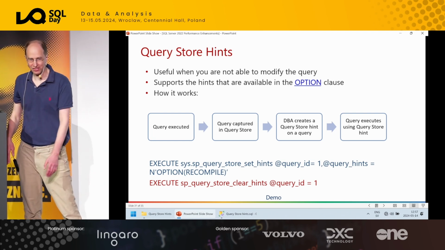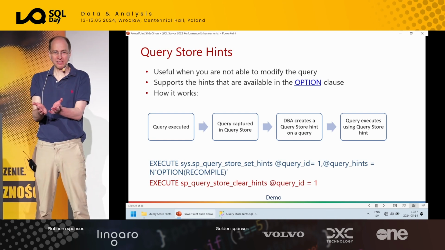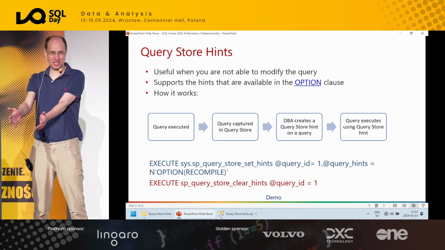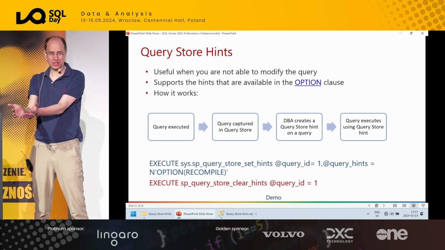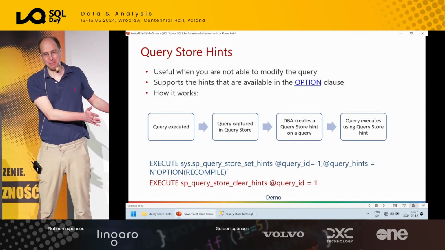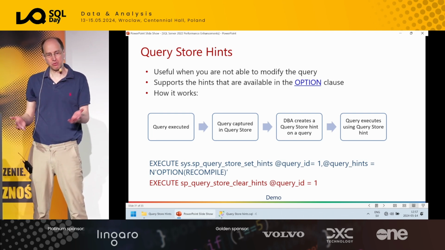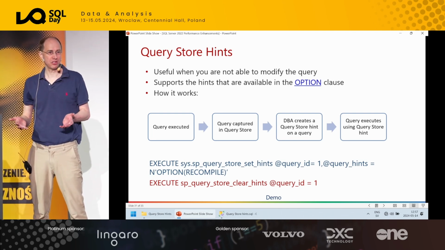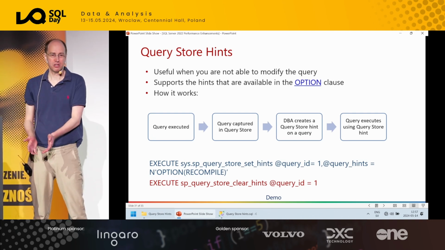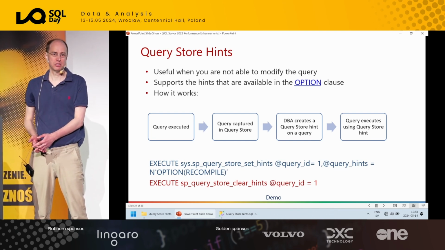Another drawback here is that it is difficult to maintain this across environments. If you do something in production, how do you take those changes, those plan forcing or those Query Store hints, and get them back to development and test environments? There's no really good way of doing that. So it's really good for fixing ongoing production issues. Long term, work with developers to improve queries, improve indexing, and so on.